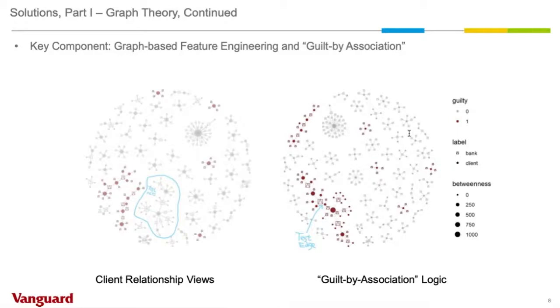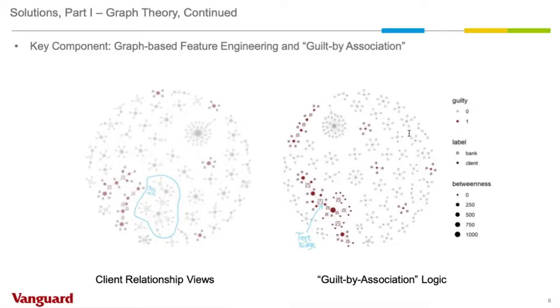So the picture on the right shows an experiment where we added a connection from a test account to a known fraudulent bank account. Immediately, you could see that the fraud network extends all the way through all of the vertices and edges within the test accounts.